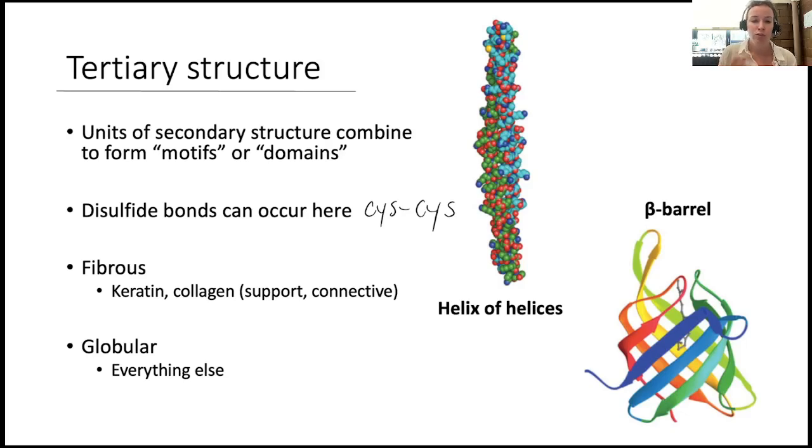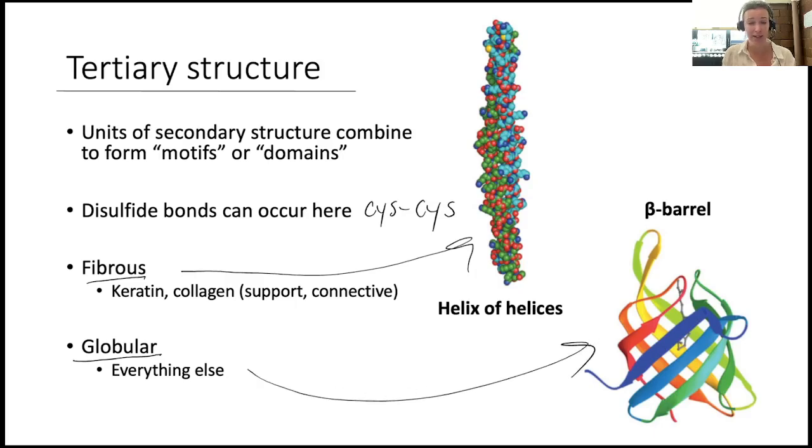We have 2 main types of tertiary structure. The first is fibrous, like keratin, like collagen. We're really thinking of long fibers as the tertiary structure of these types of proteins. The other types of proteins are called globular. This is like everything else, right? They're just kind of globs, and we can further define what the glob looks like.